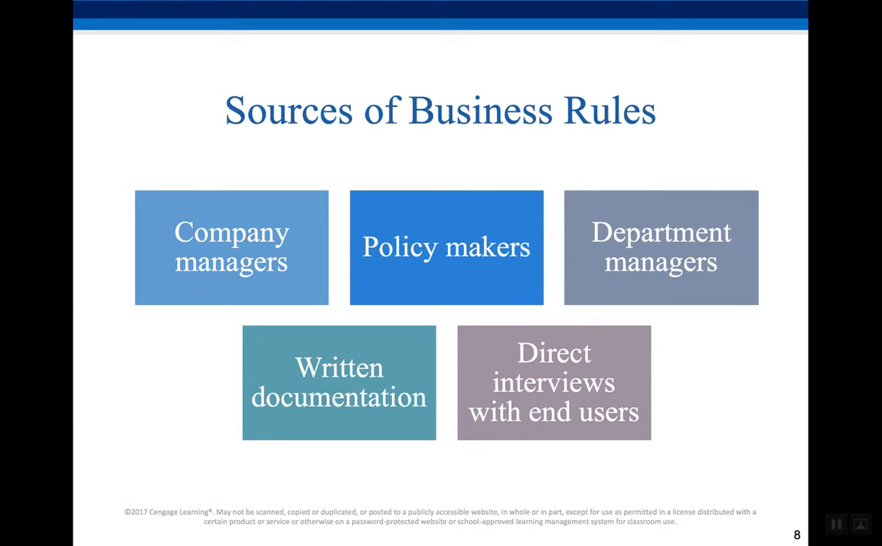Sources of business rules, basically, it's how the organization runs. So company managers, the decision makers, policymakers in the organization, department managers, written documentation. One of the challenges in a lot of organizations is trying to get consistency, because you potentially have multiple sources of business rules, and so you can have different interpretations of the same rule.